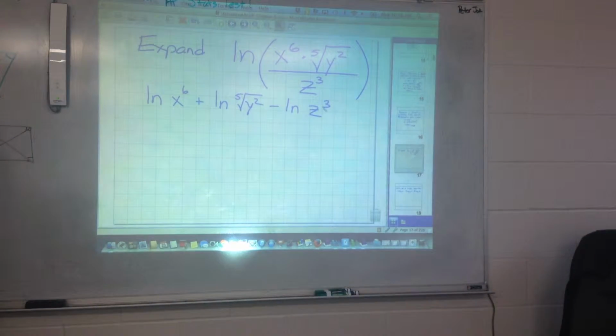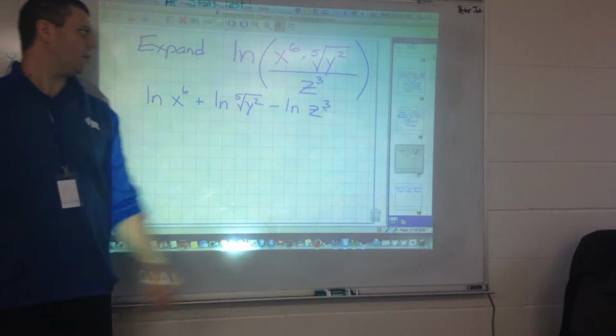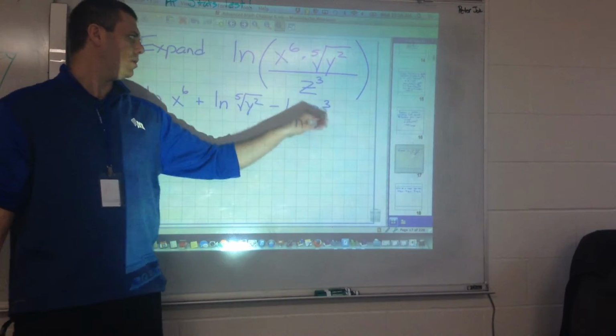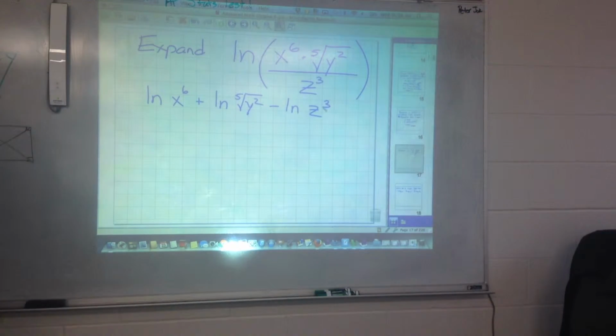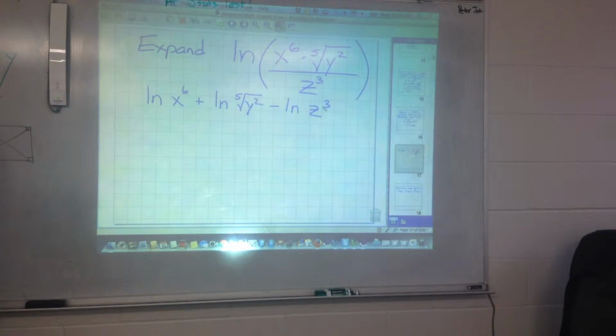Does that make sense? What we've done so far? Yeah. Okay? And some of you might go straight to the answer, that's fine. We used the product rule between those two, and then we used the quotient rule for that last one, the one on the bottom. I would like you to then use the power rule to move exponents out to the front.